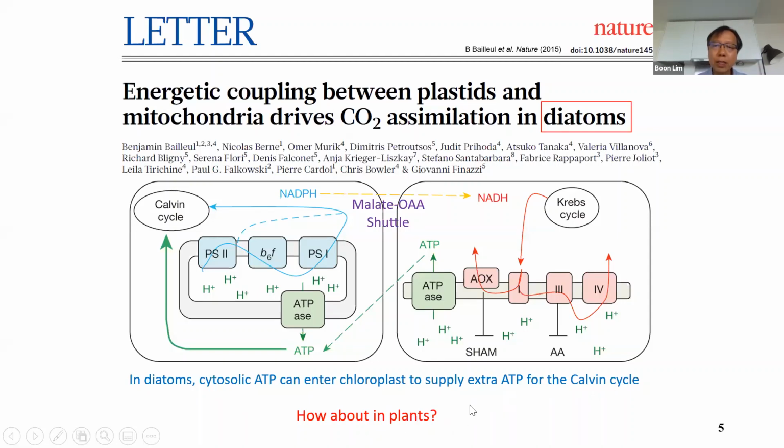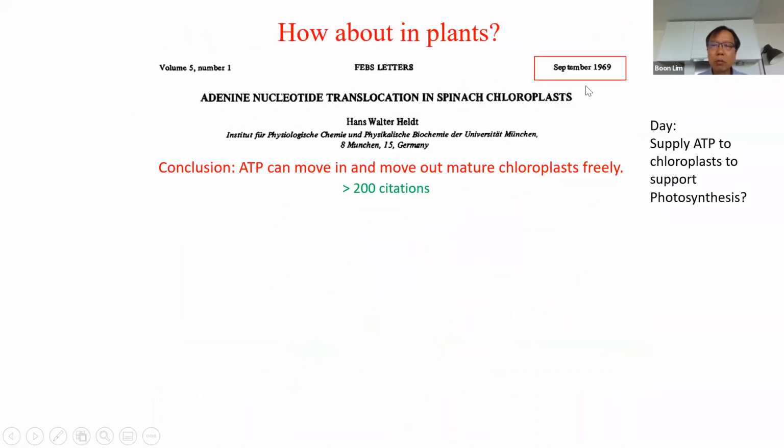But how about in plants? Half a century ago, a paper was published. The title of this paper was Adenine Nucleotide Translocation in Spinach Chloroplast. And this paper has been cited more than 200 times. Its conclusion is that ATP can move in and move out of mature chloroplast freely. And it was suggested that in the daytime, it can supply ATP to the chloroplast to support photosynthesis.